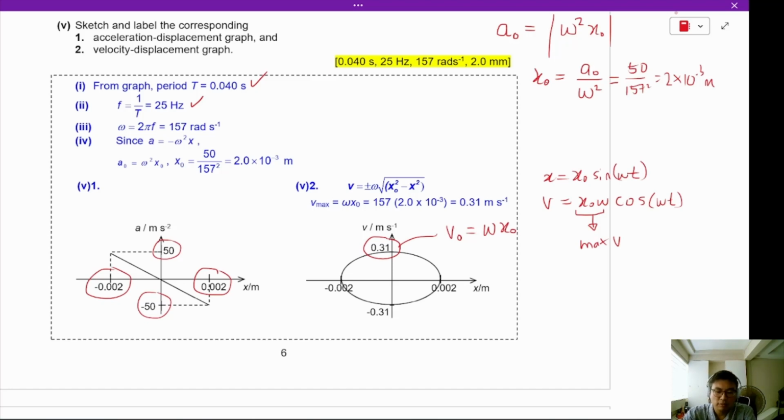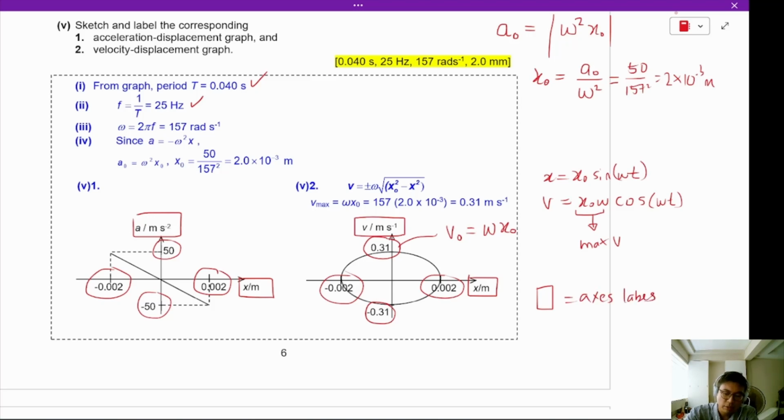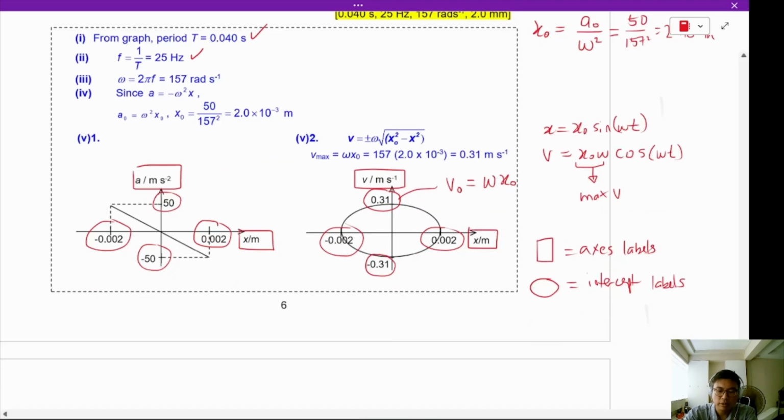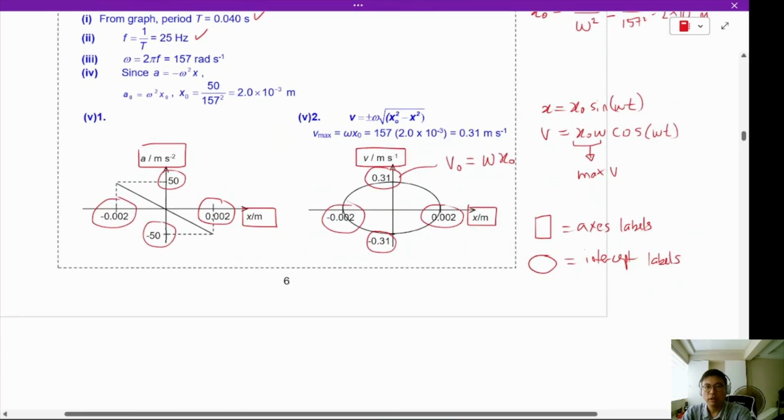Now we can just multiply those two terms together to get these 4 points. Whenever you plot the graph, you must fill in all the details that I've put into the boxes over here. Firstly, you must have the axes labels. Number 2, you must have the intercept labels for each of the intercepts. So these are what you need to draw in order to get the points for the graph.